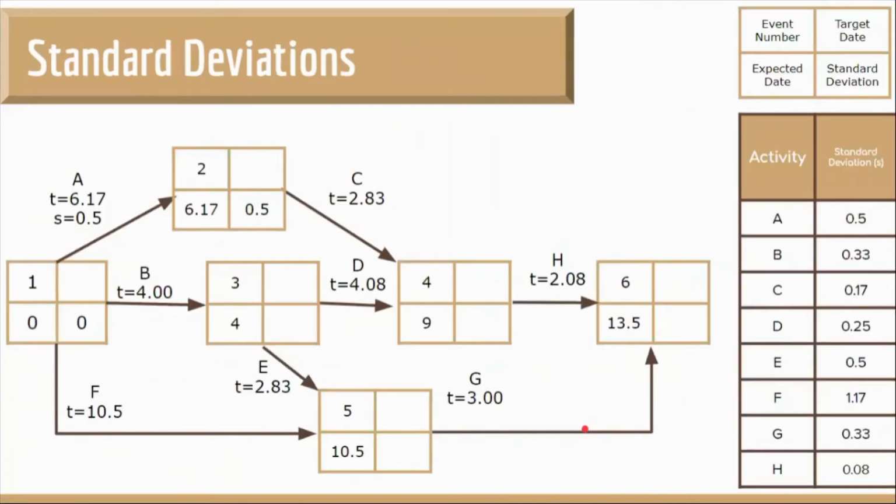After calculating the standard deviations for all the activities, we fill in the standard deviation for the events. Event number 1 will obviously again have 0. Event number 2 will have 0.5, which is the standard deviation for activity A. Event number 3 will have the same standard deviation as activity B, which is 0.33. Event number 4 will have 0.53.